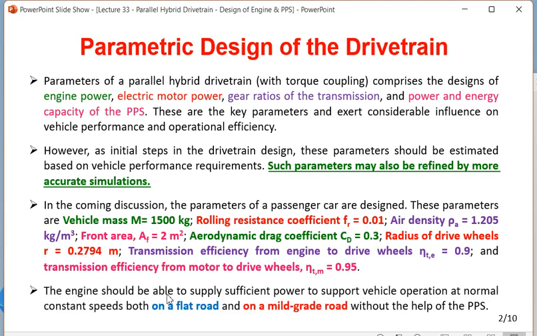The engine should be able to supply sufficient power to support the vehicle operation at normal constant speed, both on a flat road and on a mild road grade, without the help of the PPS. So mild road grade means in this case we have taken something like a 5% gradation. 5% means 0.05, so tan theta is equal to 0.05. From there you can find theta.